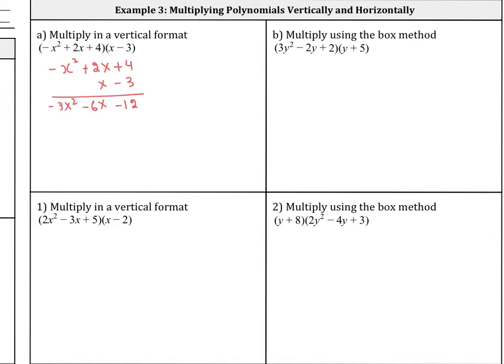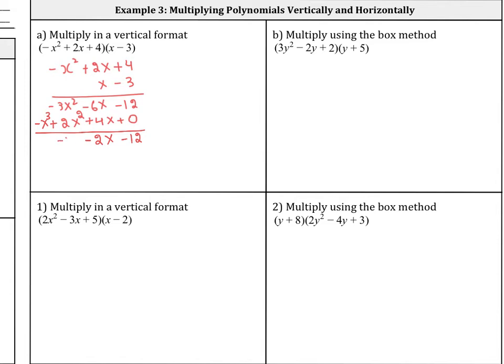I'm going to write down 0 on the bottom and now multiply the x times 4, which is 4x, and x times 2 would be 2x squared. Then x times negative x squared would be negative x cubed. And you're going to now add them. So you get negative 12, negative 2x.